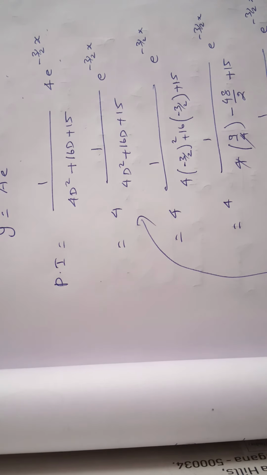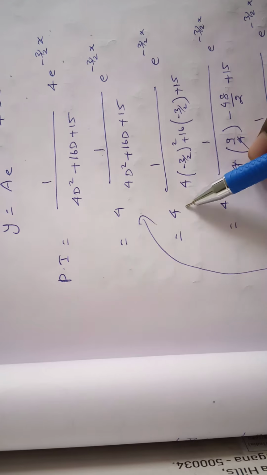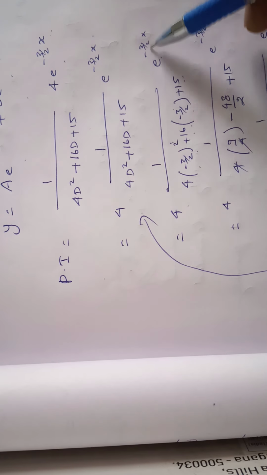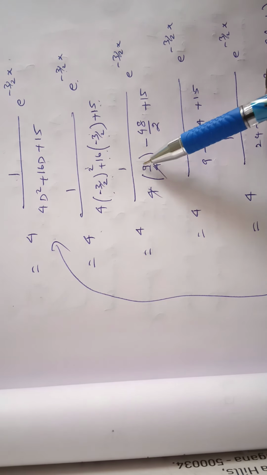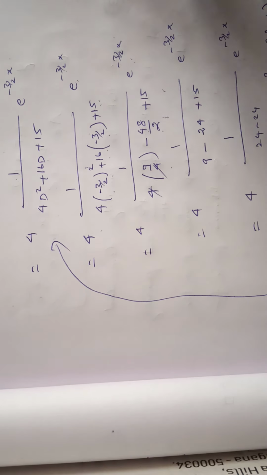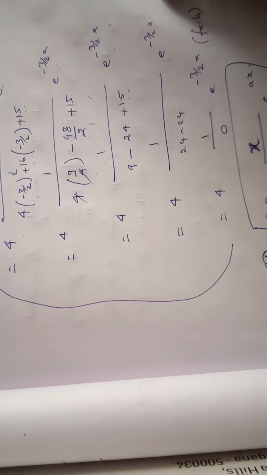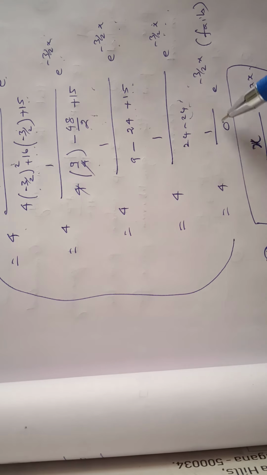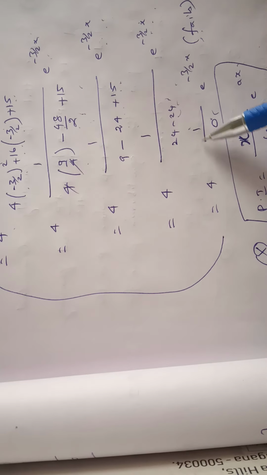4 is a number, so 4 can be taken out first. So 4 into 1 by 4D square plus 16D plus 15 operating on e power minus 3 by 2 x. D can be replaced by minus 3 by 2: 4 into 1 by 4 into (minus 3 by 2) square plus 16 into minus 3 by 2 plus 15, into e power minus 3 by 2 x. That is 4 into (9 by 4) is 9, plus 16 into minus 3 by 2 is minus 24, plus 15, into e power minus 3 by 2 x. So 9 minus 24 plus 15 is 24 minus 24, which is 0. 1 by 0 fails. Fails means this is not the solution.